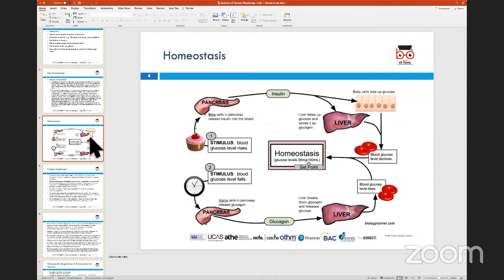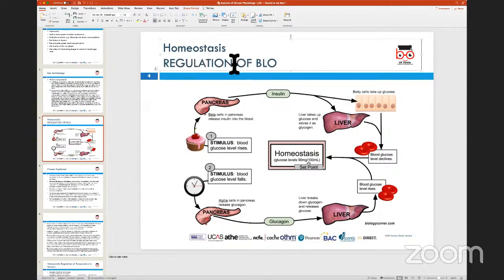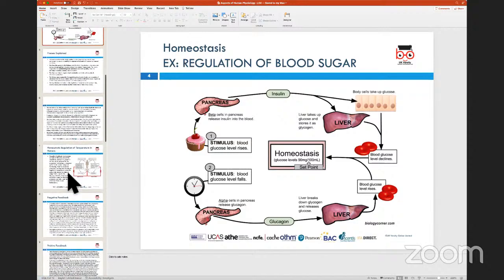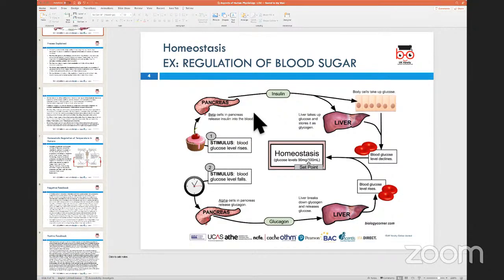Now, one of the examples of homeostasis is the regulation of blood sugar. So this is an example of regulation of blood sugar in your body. Now, how does this work and how does this happen? So let's look at a couple of things. When you look at the endocrine system in particular, let me bring across a picture of the endocrine system, and let's discuss that from that particular point.